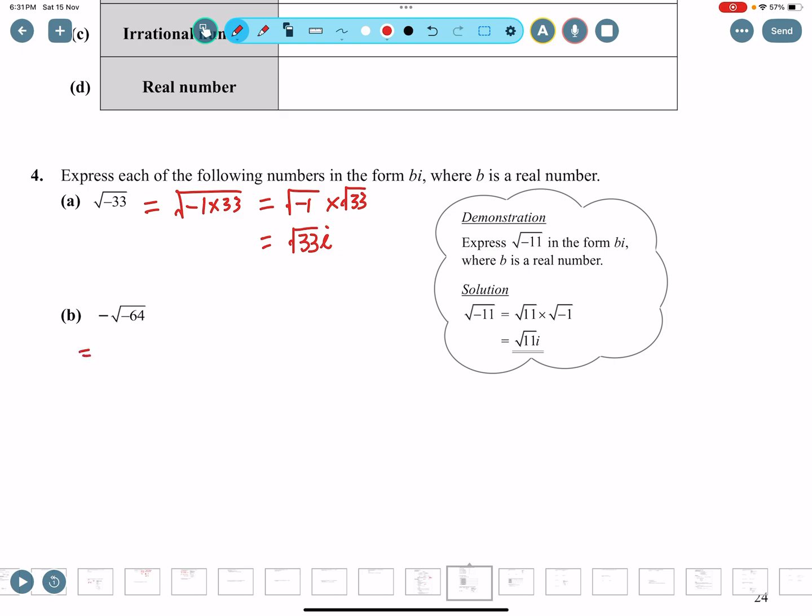Now over here, we have negative square root of -64. Do the same thing, -1 times 64. Square root of 64 is 8, so you can have -8 and the i next to it.